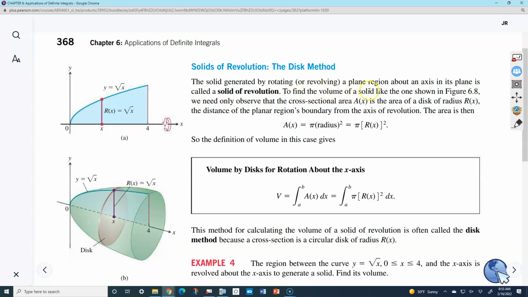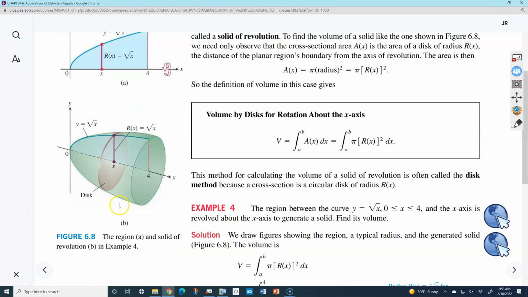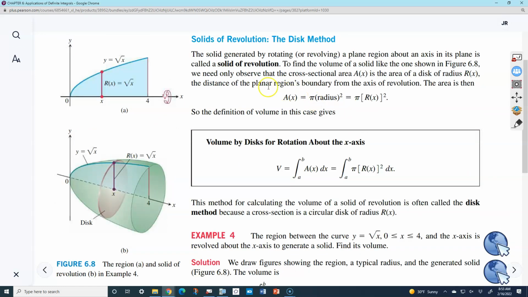To find the volume of a solid like the one shown in figure 6.8, so here is this figure 6.8, we need only observe that the cross-sectional area A of x is the area of a disk of radius r of x, the distance of the planar region's boundary from the axis of revolution. The area is then, what's the area of a circle, Carly? Pi r squared. Pi times the radius squared.